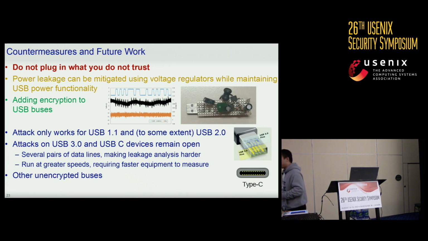Although we use USB as an example in this project, we believe the crosstalk leakage not only happens on USB, but also makes other unencrypted buses vulnerable.